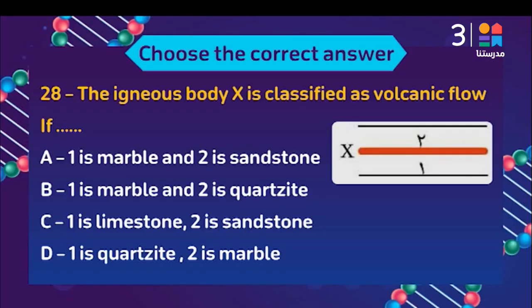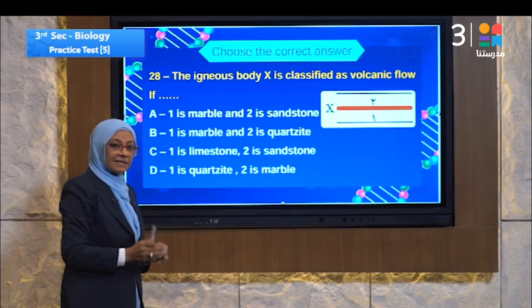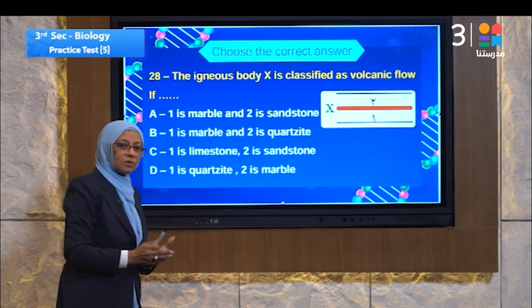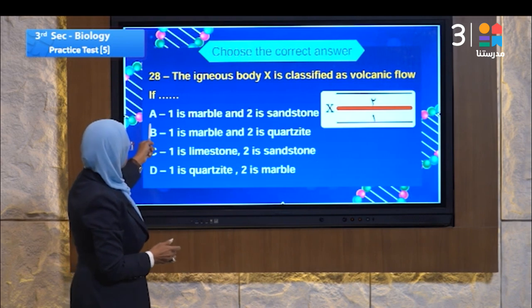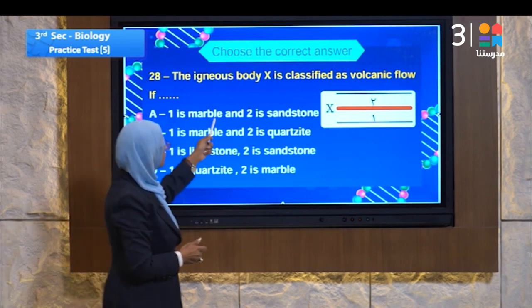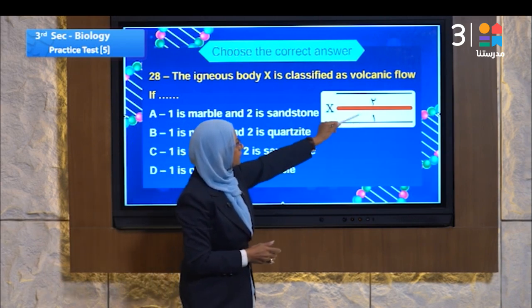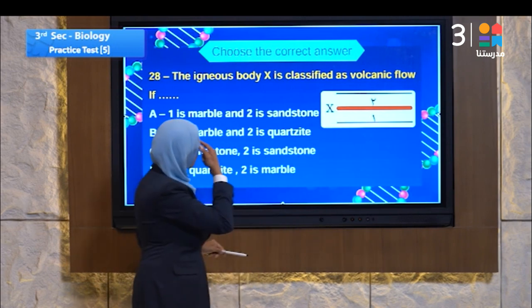The igneous rocks is X. Here he told us about X. X is igneous rocks. How about 1 and 2? It is classified as a volcanic flow. Volcanic flow. X, igneous and volcanic rocks. Let's choose. 1 is marble and 2 is sandstone. 1 is marble and 2 is sandstone.